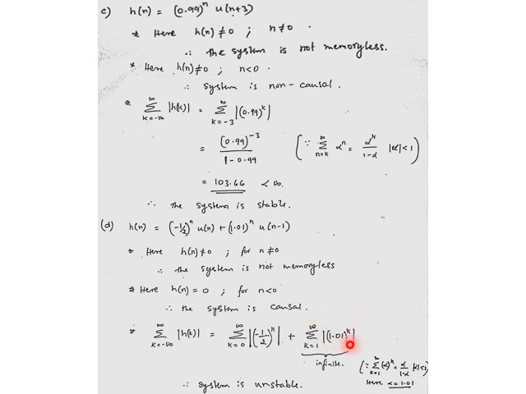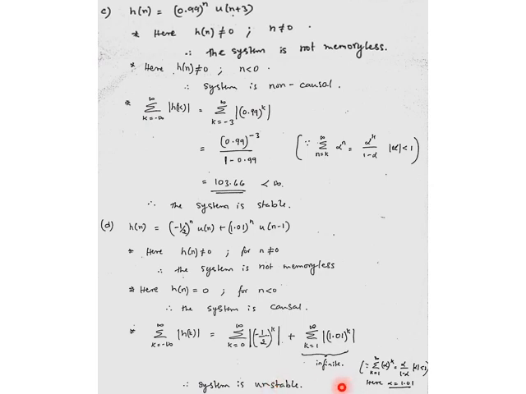Here 1.01 is like alpha to the power k, where alpha is greater than 1. That means if you take the summation up to infinity, you get an infinite sum. So one factor is going to be infinite. The other may be finite, but finite plus infinite is infinite itself. So the summation of h of n reaches infinity, hence the system is unstable.